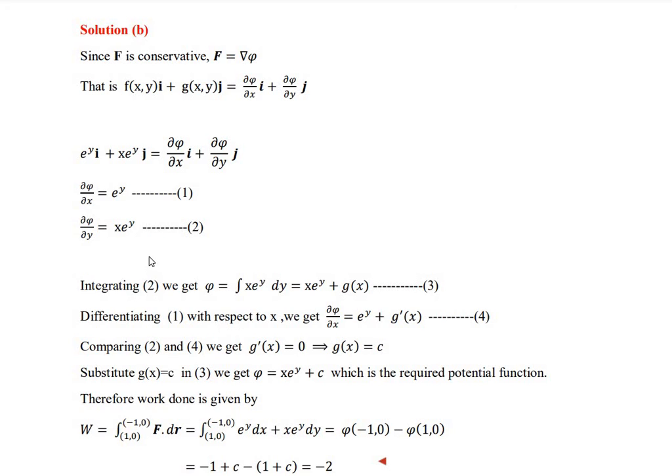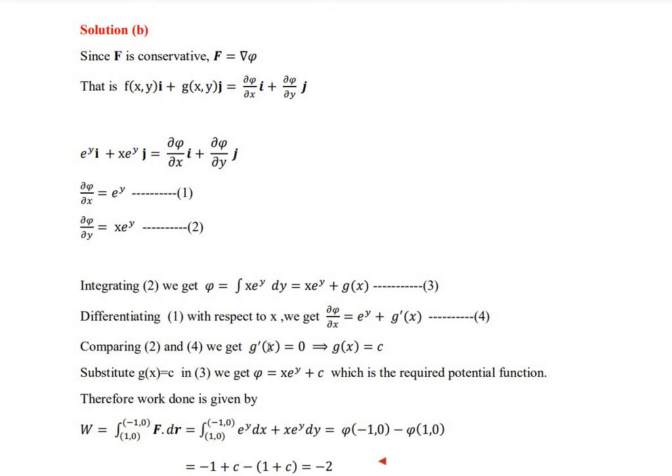Then again differentiate this 3 with respect to x. You will get dou phi by dou x is equal to e raised to y plus g dash of x. So that will give you equation number 4. So here there is dou phi by dou x, and here there is equation number 1 dou phi by dou x. We are going to compare this 1 and 4. You will get g dash of x is equal to 0. That means g of x is equal to c.